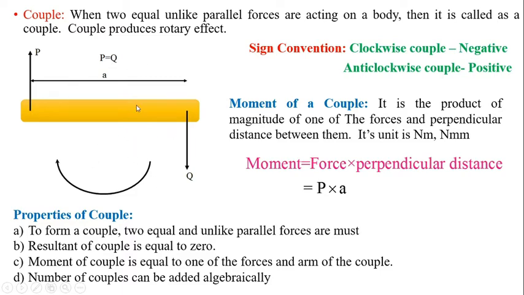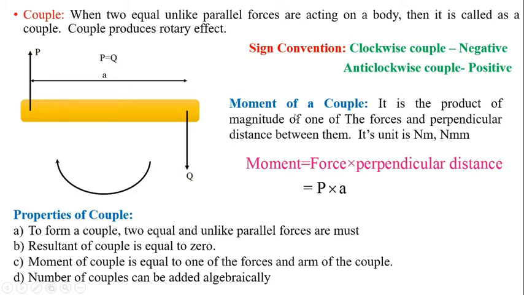Couple produces rotary effect. Again there is a sign convention for couple. Clockwise couple is negative. Here the body will rotate in clockwise direction, so clockwise couple is negative. If you reverse the direction of forces, means P in downward direction and Q in upward direction, then this body will rotate in anti-clockwise direction. In that case the couple is called a positive couple. Now how to decide the direction of couple? It depends upon the direction of moment of a couple.